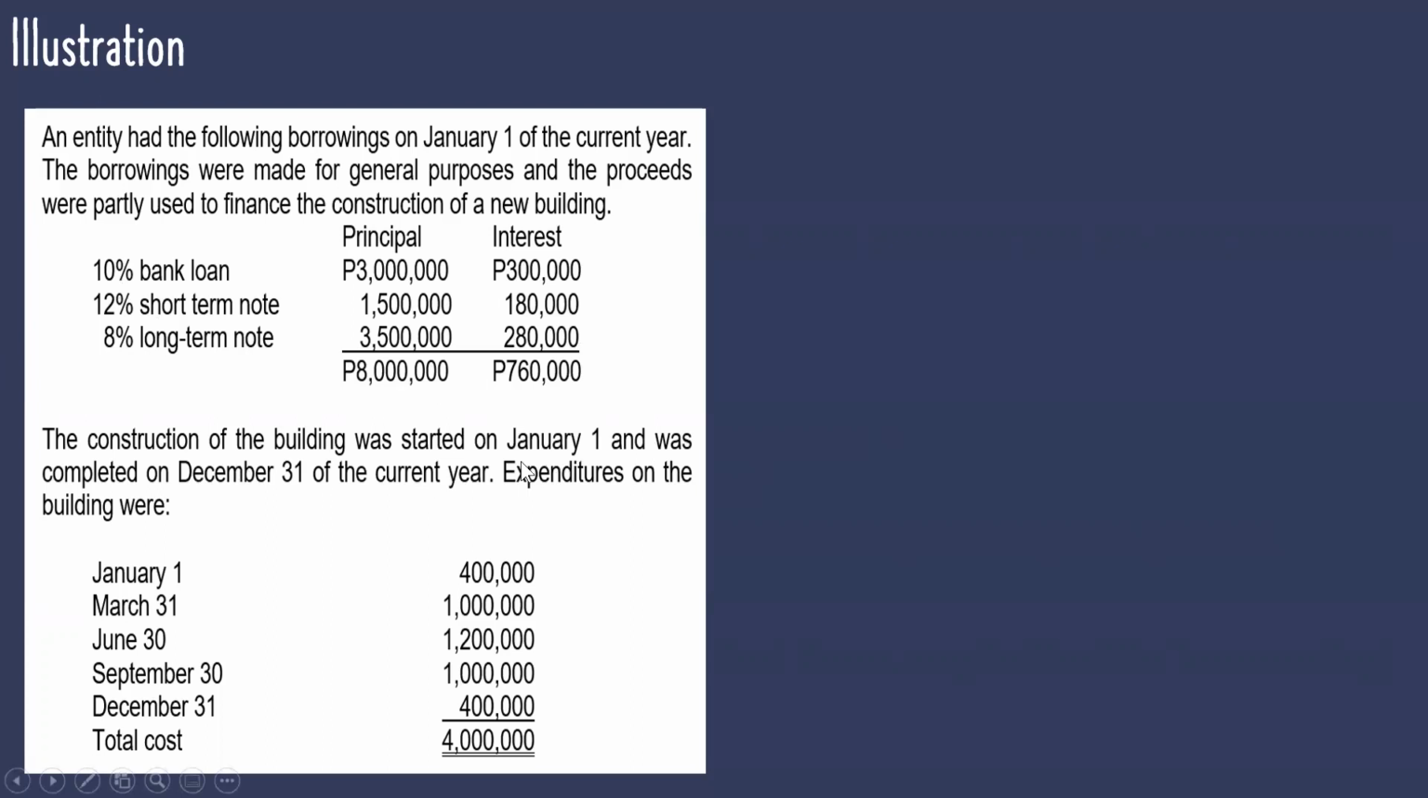The construction of the building was started on January 1 and was completed on December 31 of the current year. Expenditures on the building were as follows. These are the spendings they incurred all throughout the year: January 1, 400,000; March 31, 1 million; June 30, 1.2 million; September 30, 1 million; December 31, 400,000. So the total cost is 4 million pesos. How do we compute for the capitalizable borrowing cost?